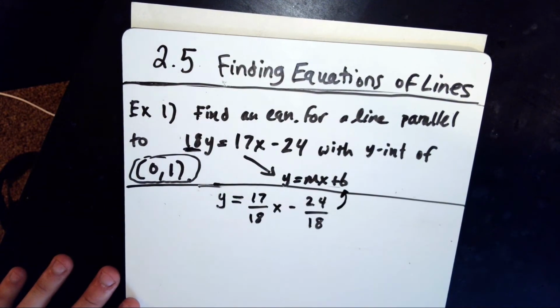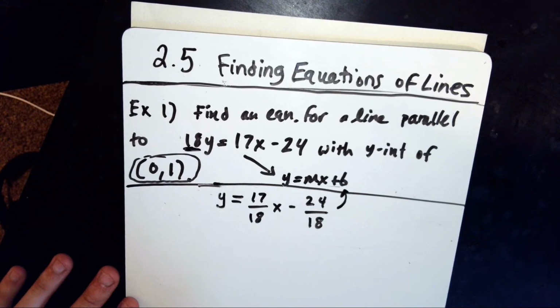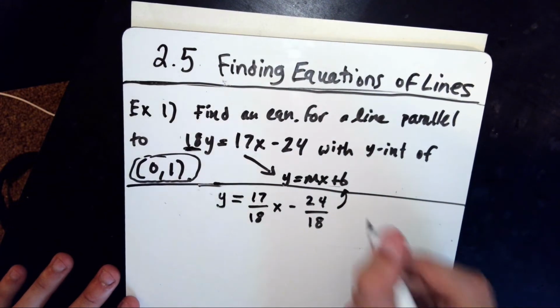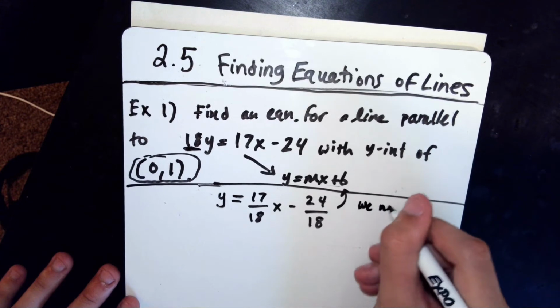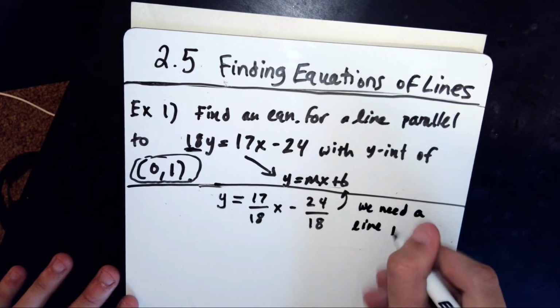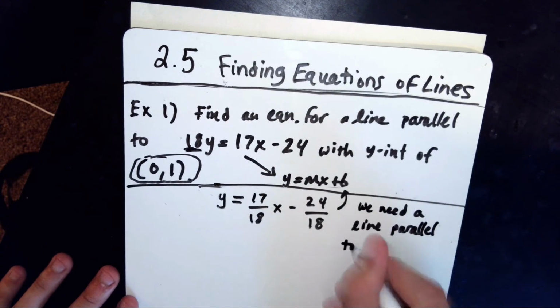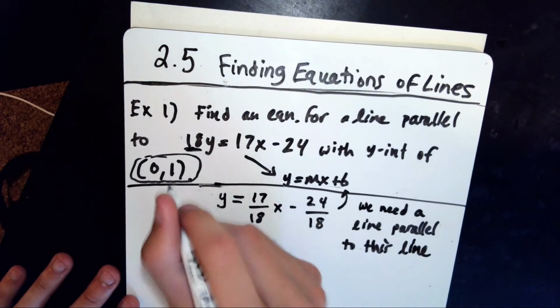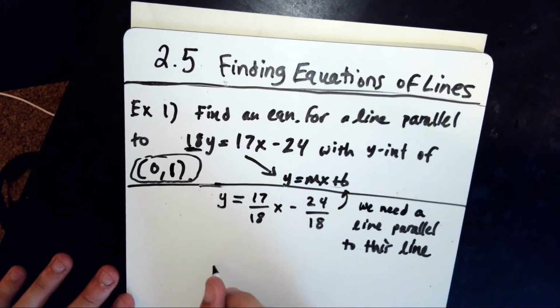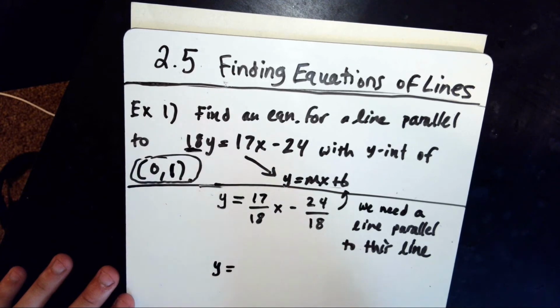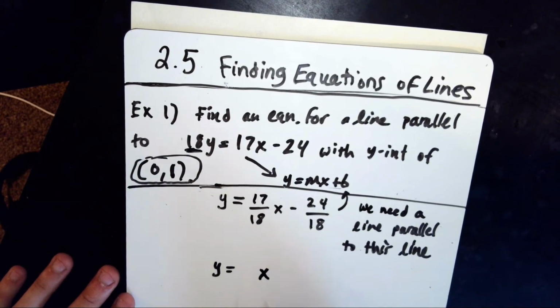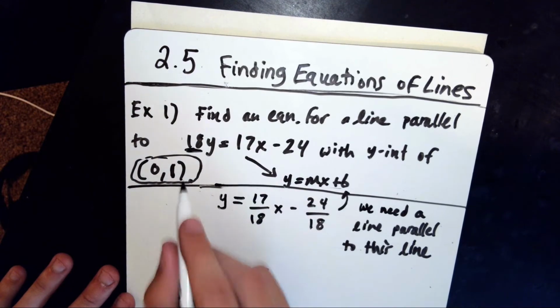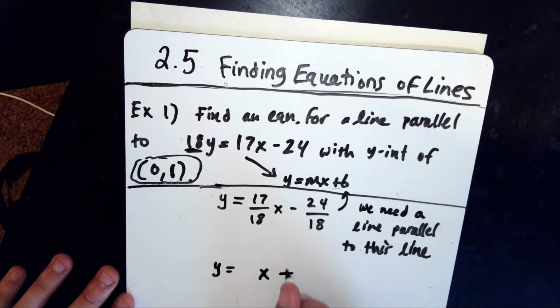It's in this form right here. Now we need a line that's parallel to this one with a y-intercept, or a b value, of 1. So we know the answer should look something like y equals mx plus b, and we also know that the b here is 1 because the y-intercept is 1.